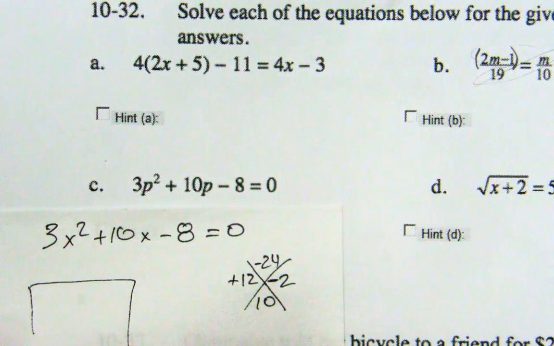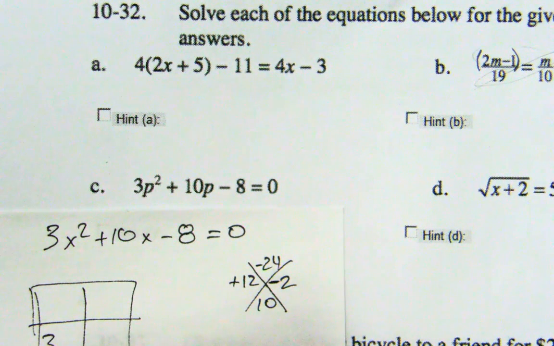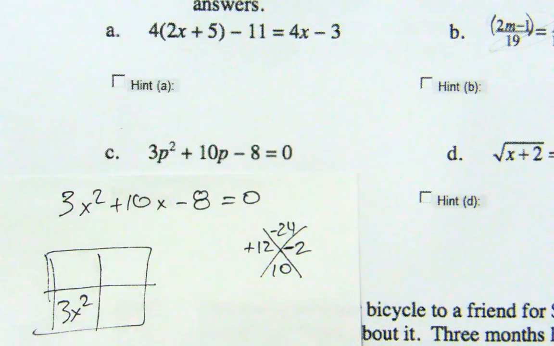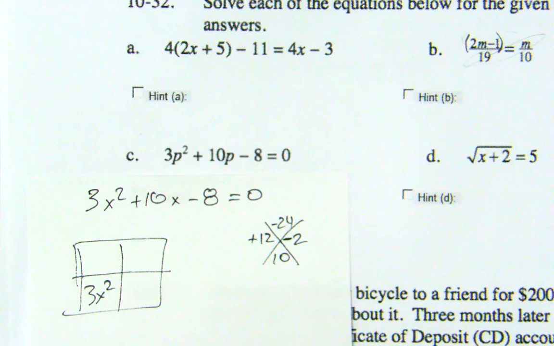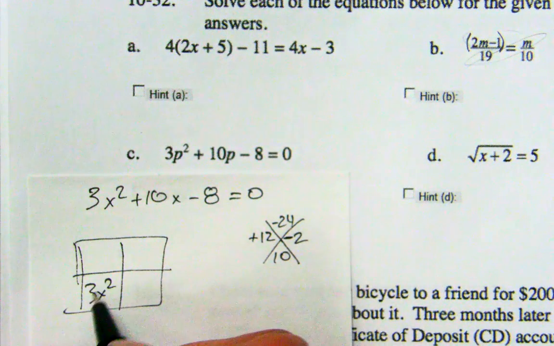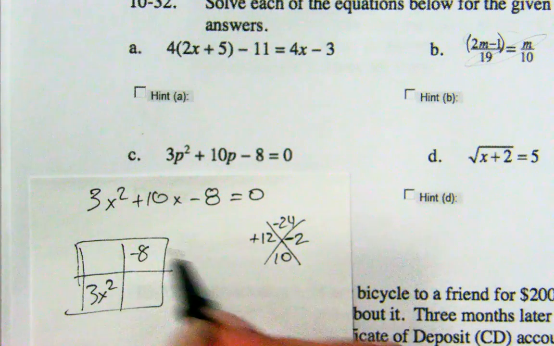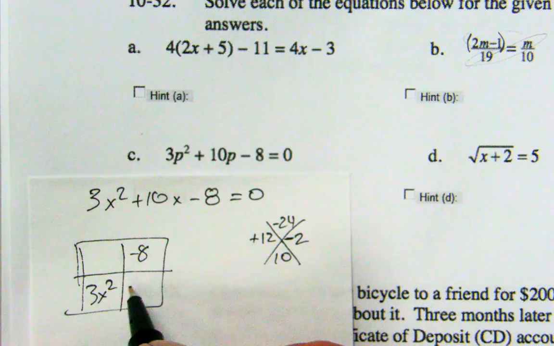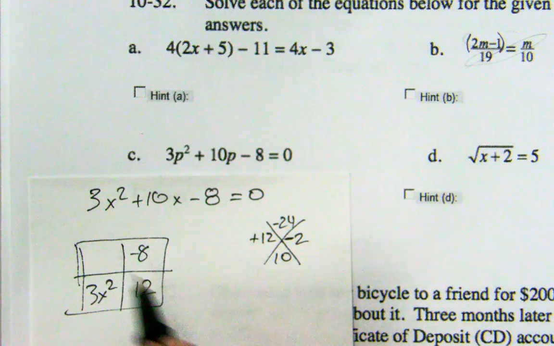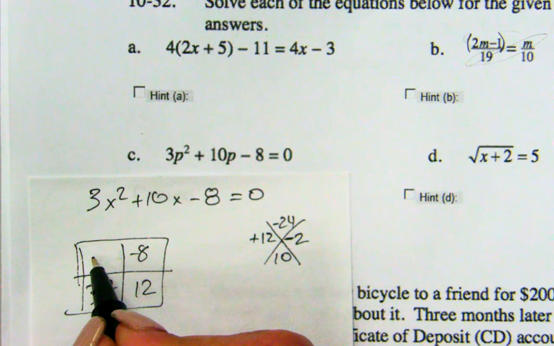So this is going to look like 3x squared. This is not complete the square. This is just factoring, same old factoring that you used to do back in chapter 3. So we have 3x squared, and then we have negative 8 up here, 12 and negative 2. I guess we could put the 12 here and then the negative 2 here. Does that work out?